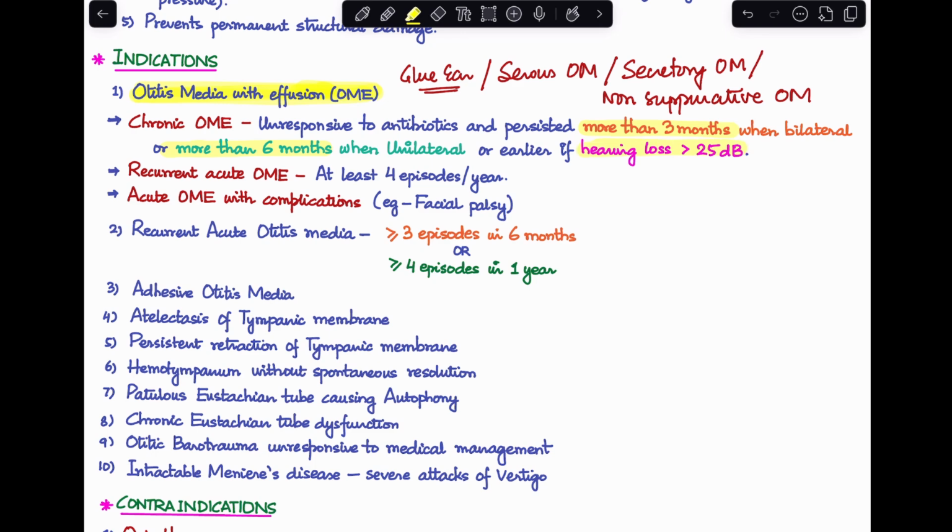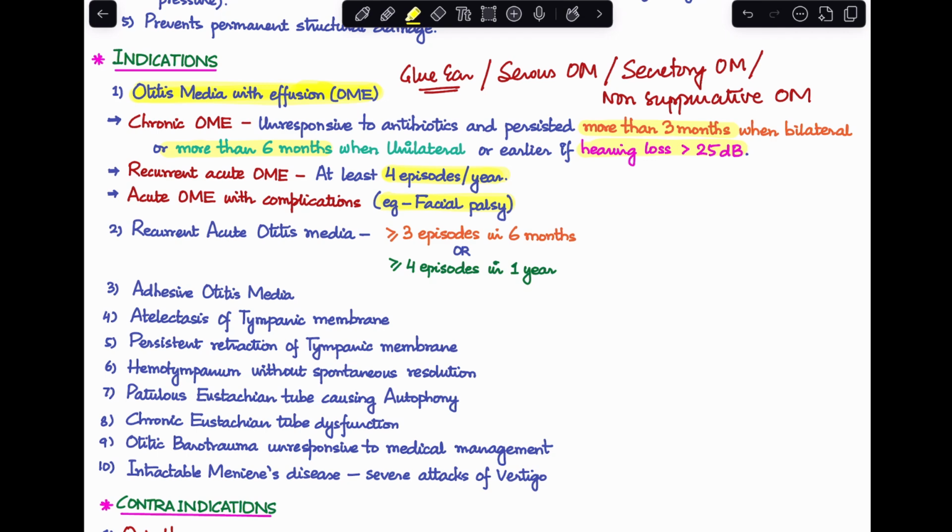Second indication is when we have a recurrent acute otitis media with effusion, where we see at least 4 episodes per year. And third indication is when acute otitis media with effusion has complications, for example, facial palsy, vertigo, etc. So these are the indications of putting in a Grommet in case of otitis media with effusion.